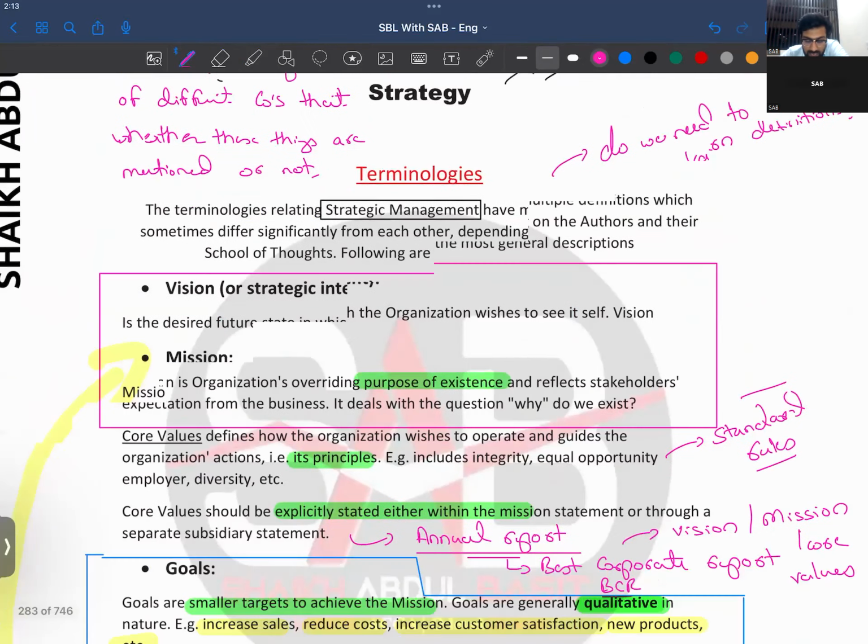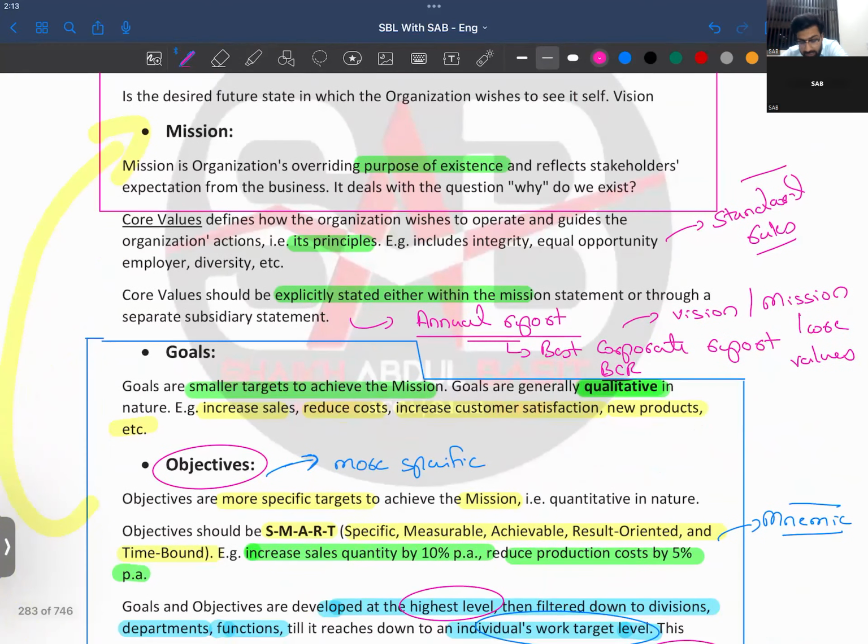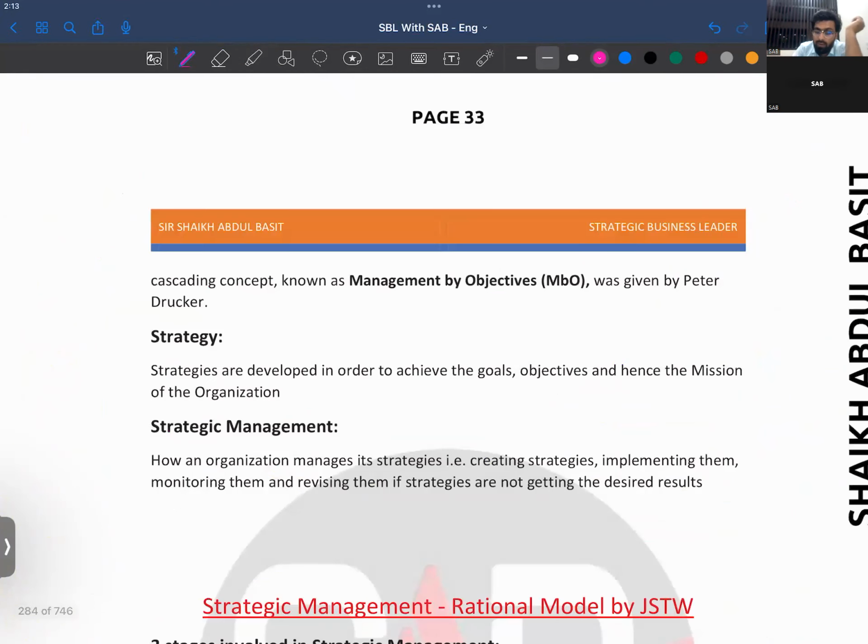So far we have done strategy, we have done vision, mission, goals, objectives. These are some key concepts here, right? First, you have to understand the concept.